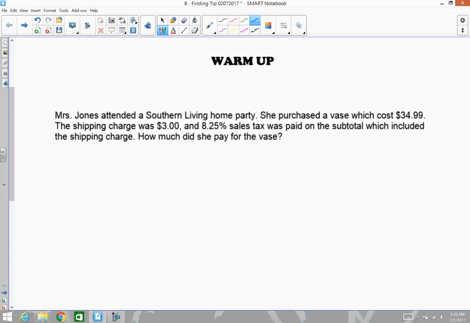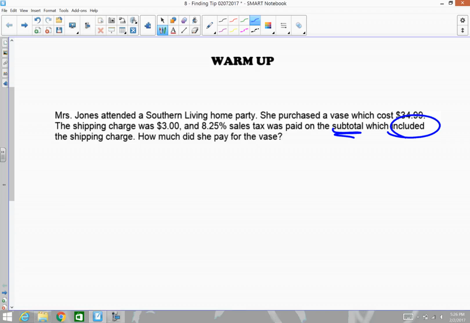The warm-up says, Mrs. Jones attended a Southern Living home party. She purchased a vase which cost $34.99. The shipping charge was $3 and 8.25% sales tax was paid on the subtotal, which included the shipping charge. How much did she pay for the vase?